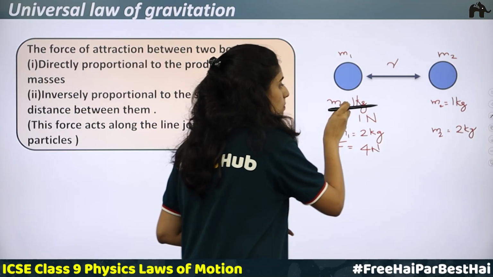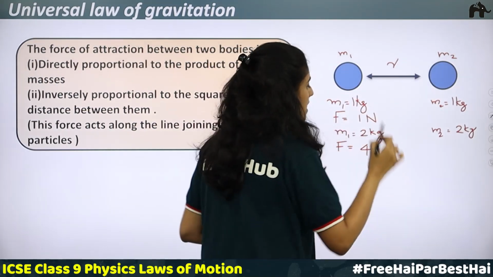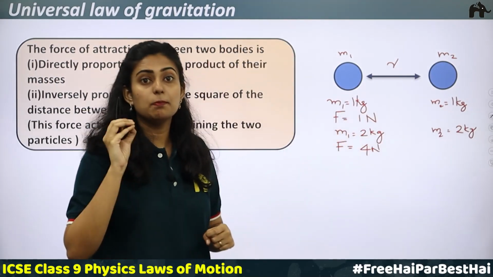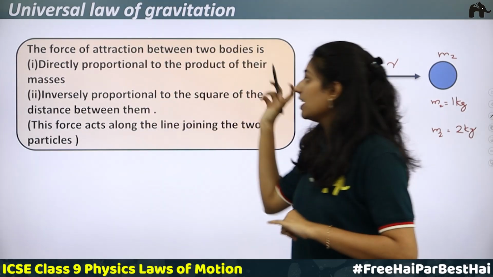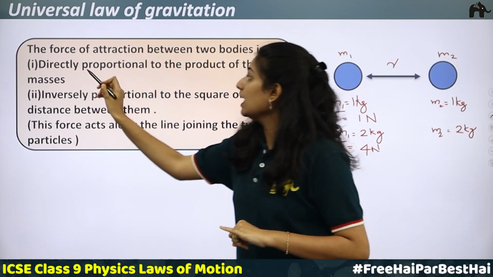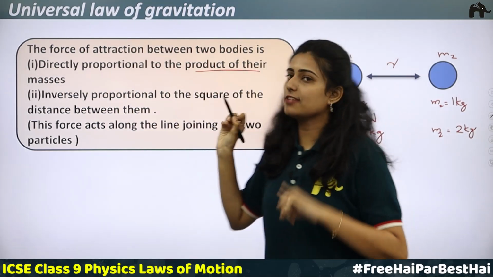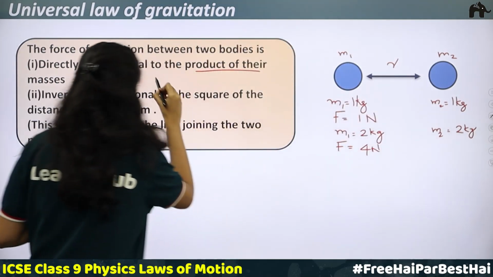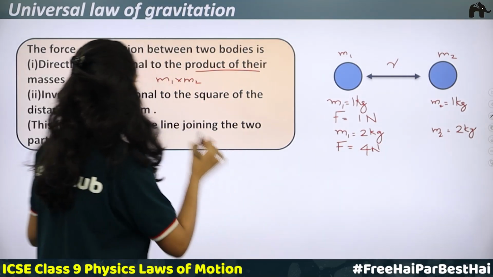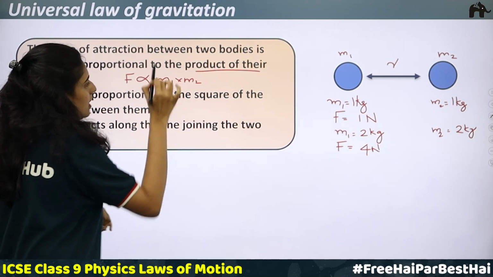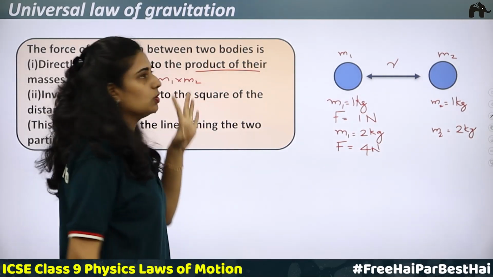Okay, it depends on both m1 and m2, which means the gravitational force of attraction depends on the product of masses. So the gravitational force of attraction between two bodies is directly proportional to the product of their masses, m1 into m2.